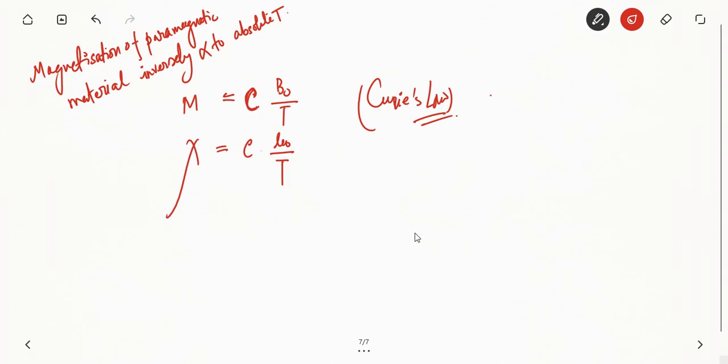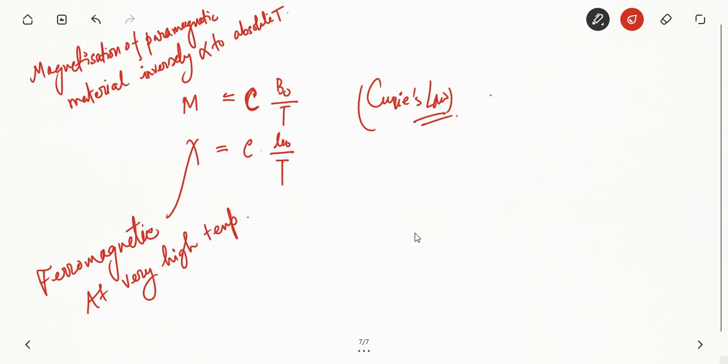But the ferromagnetic property depends on temperature. At a very high temperature, ferromagnets become paramagnetic, losing their permanent magnetism.